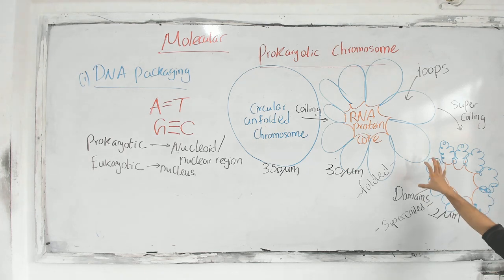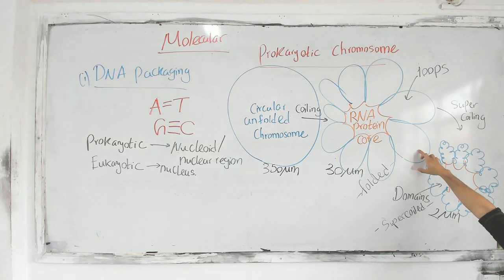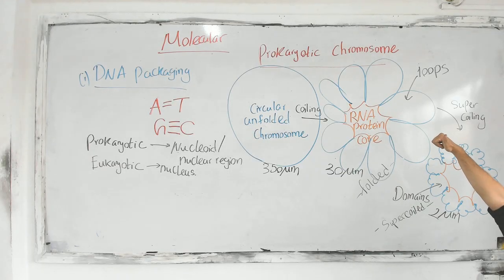Individual domains. Write down, first function. Individual domains. What are domains? These loops. These loops, supercoiled, we call them domains. Right. First function of the core. Write down.